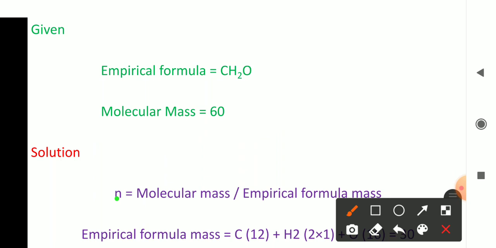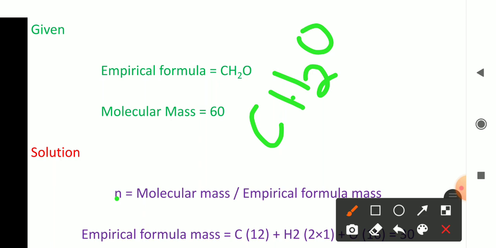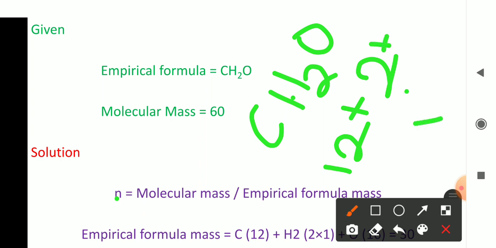Here, what is the empirical formula? CH2O is the empirical formula. Shall we calculate the empirical formula mass? First write CH2O. What is the mass of carbon? 12. So I can write 12. What is the mass of hydrogen? 1. Here how many hydrogens are there? 2 hydrogens. So 2 into 1, 2. Mass of oxygen is 16. Only one oxygen, so plus 16.